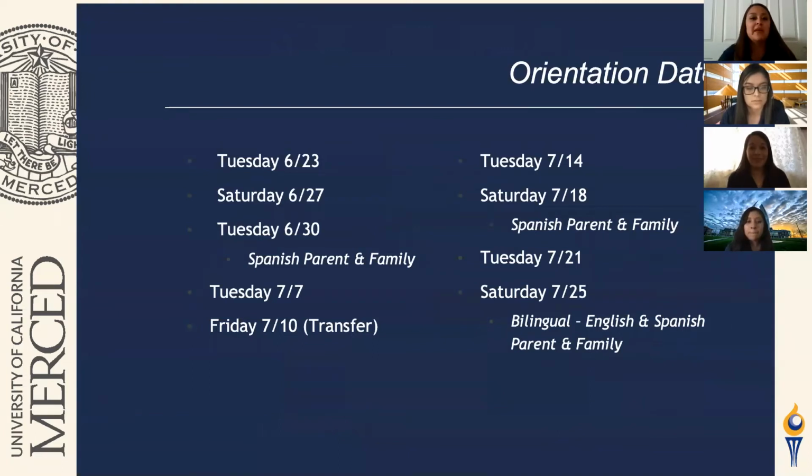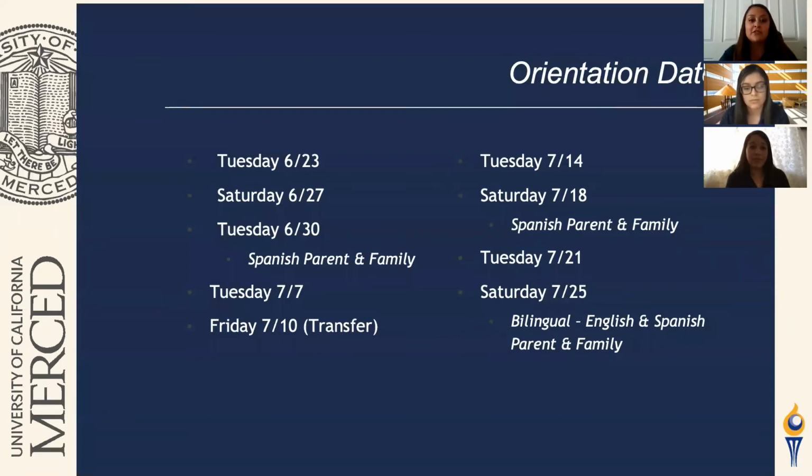Okay, so we will be having a total of 9 orientations this summer, some of which are a little different from one another. The parent and guest presentations on the orientations happening on June 30th and July 18th will be presented in Spanish. But I want you all to keep in mind that presentations for all students will be presented in English. The orientation on the 10th is designed for our incoming transfer students only.